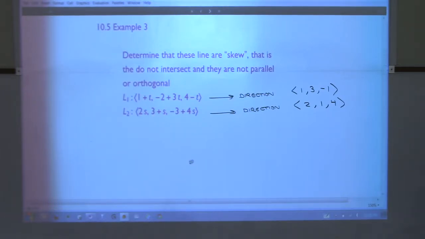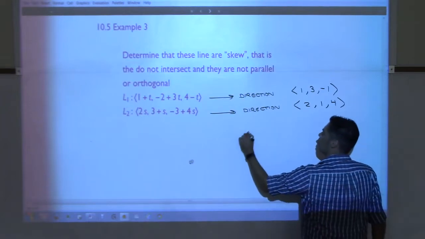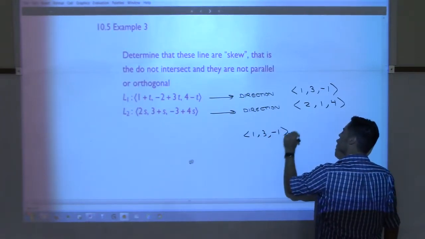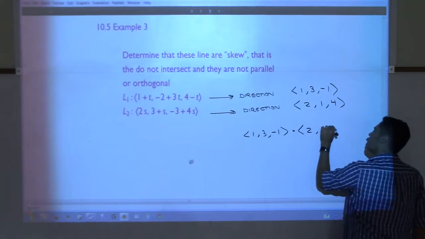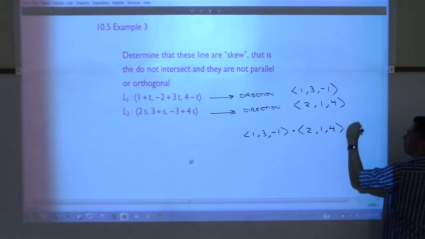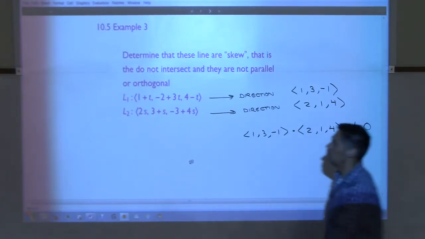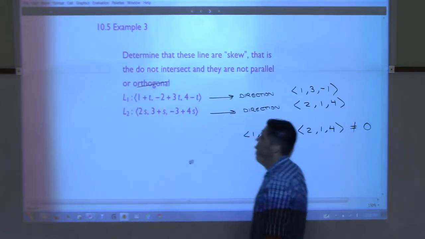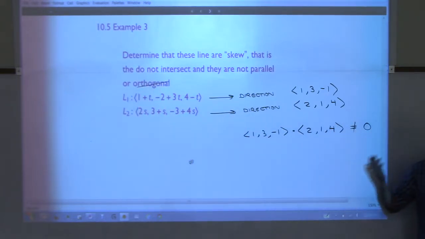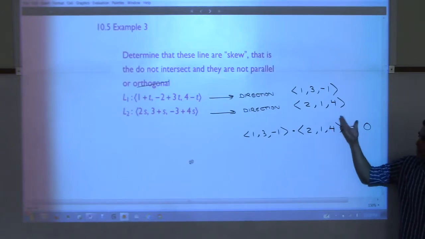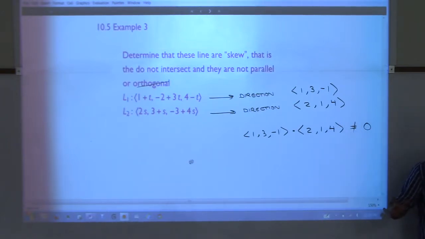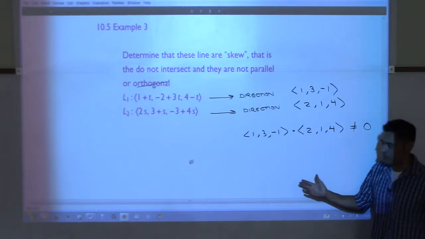Okay, so let's dot these. What's 1, 3, negative 1 dotted with 2, 1, 4? It's not 0, right? And we need 0 for orthogonality. 2, 3, negative 4. It doesn't add up to be 0. So are they orthogonal? No. These lines are not orthogonal. And this is pretty cool. We have 2 lines in 3-dimensional space, and within like a minute, we were able to determine that they're not orthogonal to each other. That's pretty cool that we could do that so quickly.